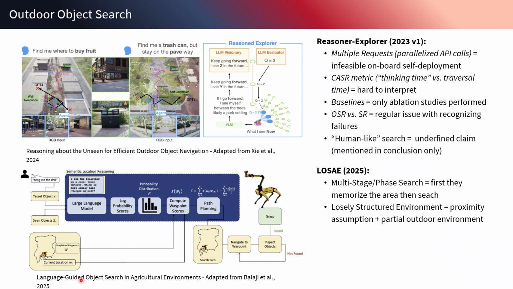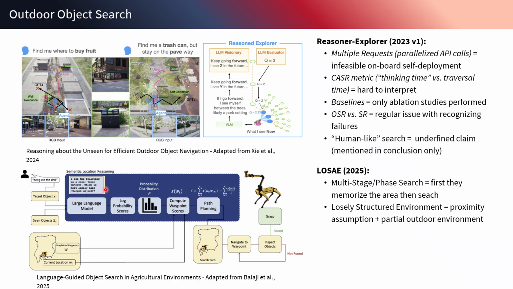Let's touch upon the language guided object search in agricultural environments. So the idea there was that they would have a UGV, robot Spot, going through a loosely structured environment where they would first try to memorize the locations of different objects. So they would use a YOLO model for that, if I'm not mistaken. And the idea was that they would try to do logic extraction, so trying to score a bit more on the reasoning of the LLMs. So they would ask, where possibly could the target object be located?